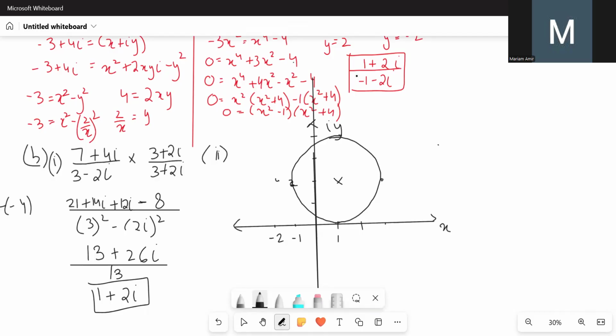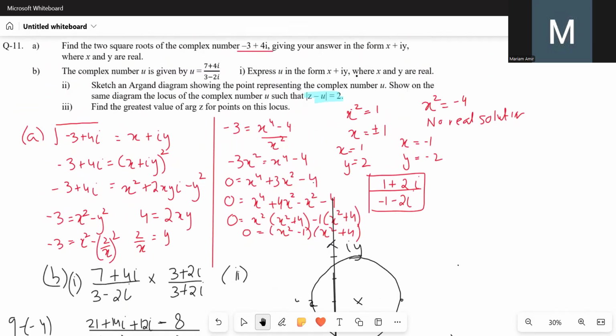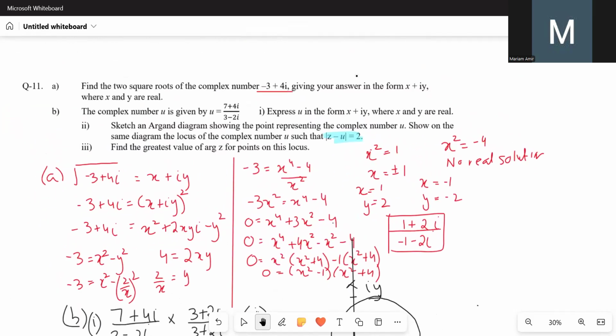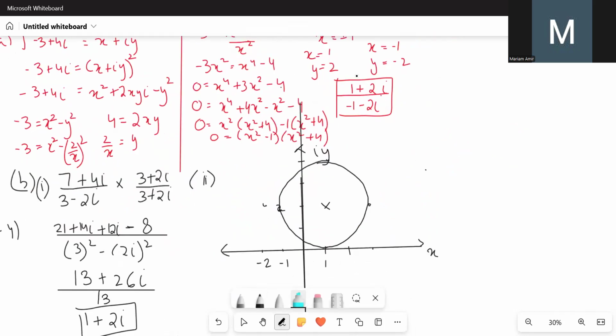Okay. So that's done. And do we need to do shading, or is it just equals to? No, it's equals to. All right. So next part is find the greatest value of argument of z for the points on this locus. Okay. So locus of points mean that our complex number can literally be any point on this circle.